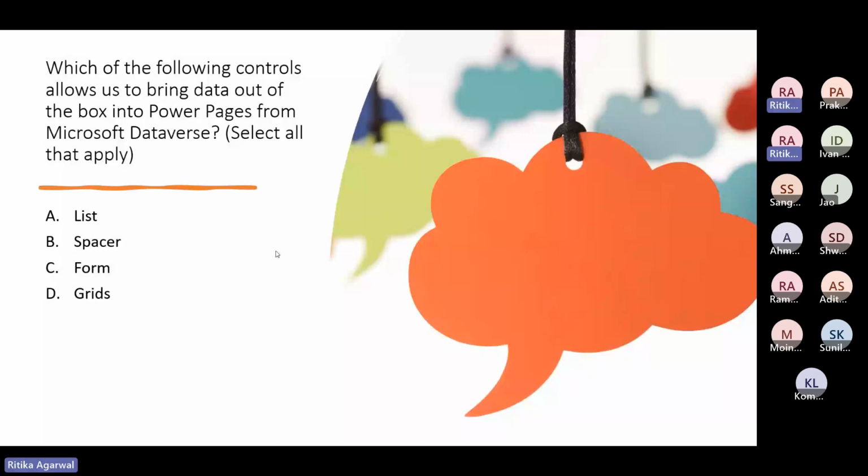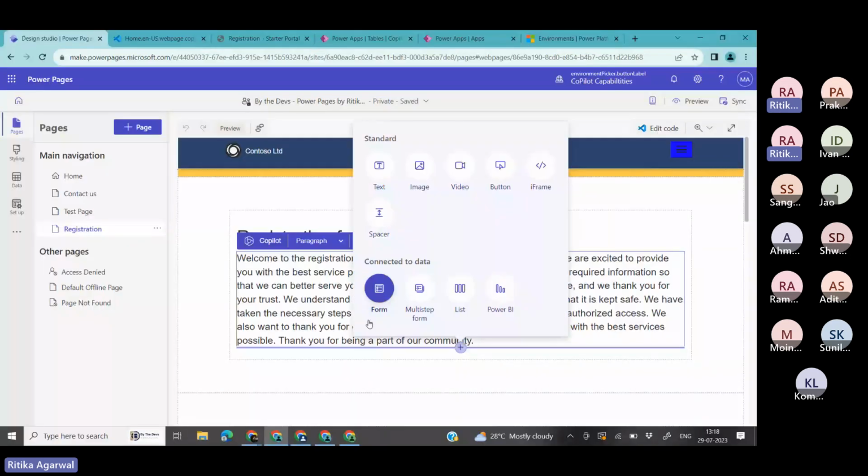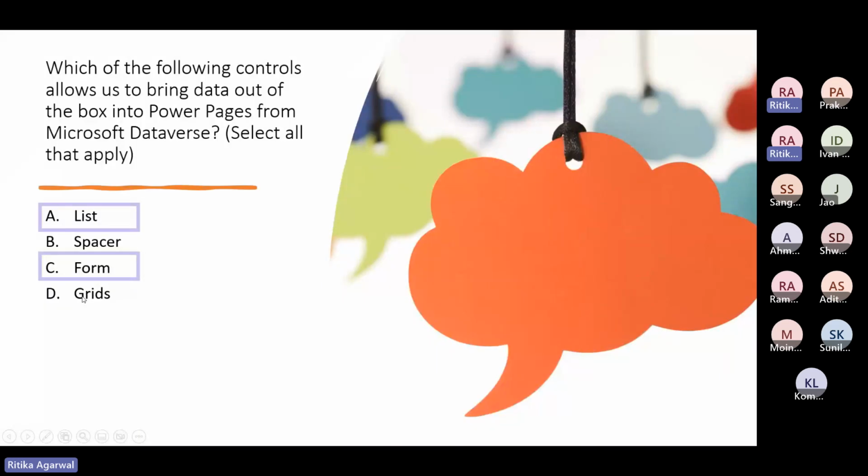Okay. So let's see what the answers are. List and form. You have out of the box list and form as the controls available in the Power Pages editor. If I go back also and I try to add something, I have form and list to bring my data from the Microsoft Dataverse. Here, I added grids as an option to confuse, but grids is not a type of control in Power Pages, though it is supported in model-driven apps where you can add a subgrid or something. But in Power Pages, there are just two, list and forms.